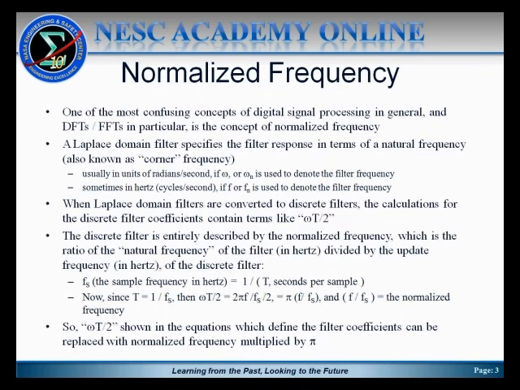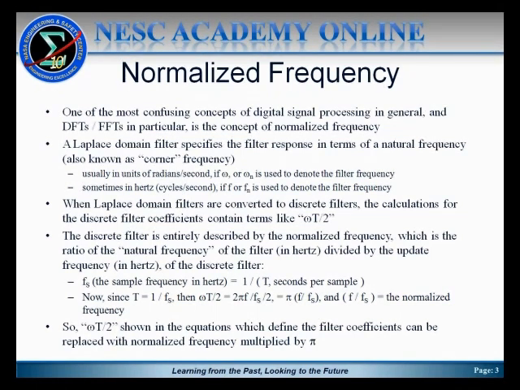When Laplace domain filters are converted to discrete filters, as you might recall from part 3 of this presentation, using Tustin's rule or the bilinear transformation, you'll end up with terms in the discrete filter coefficients like omega times T over 2. The quantity omega T is very important in discrete filters because the filter is entirely described by its normalized frequency, which I'll show is related to the parameter omega T that we see when we convert filters from the Laplace domain to the discrete domain, or Z domain.